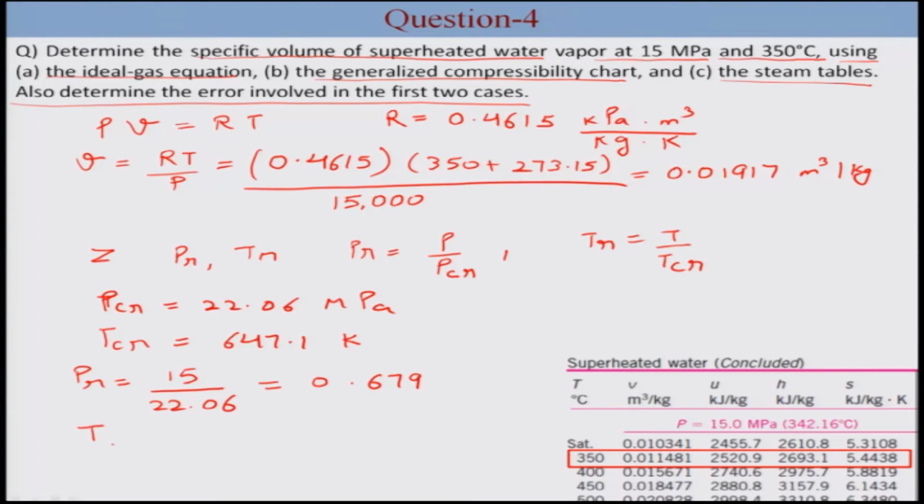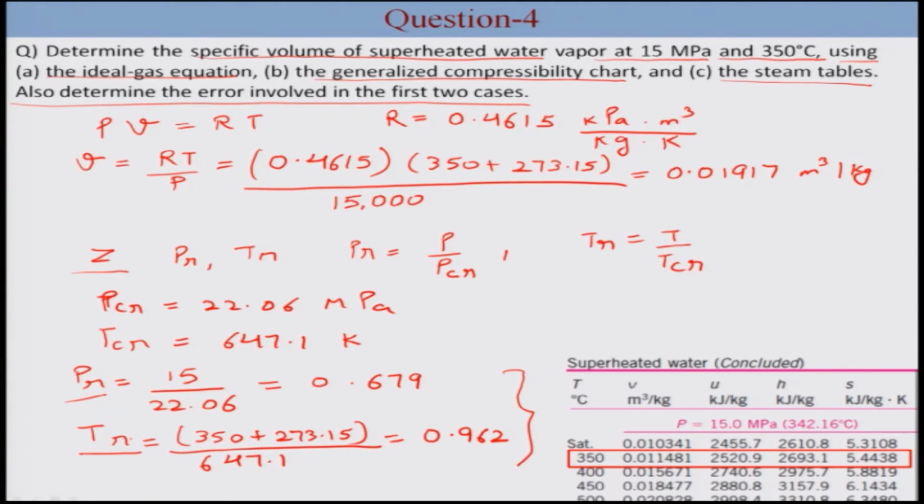For reduced temperature, this is 350 plus 273.15, which is the temperature of the system, divided by the critical temperature, which is 647.1. So, this is 0.962. Now, we need to calculate the value of compressibility factor Z using this value of reduced pressure and reduced temperature from the compressibility chart.